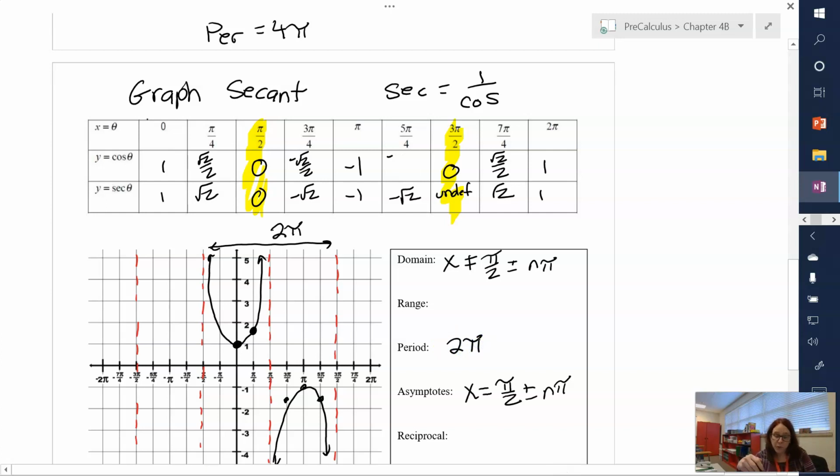And just like before, it's going to repeat. So I'm going to have, right here at 0, I had that. And this is where my graph cuts off, but it would actually keep going. And over here I have a repeat. So it's going to look like this.